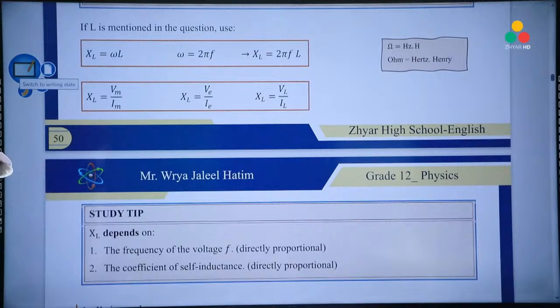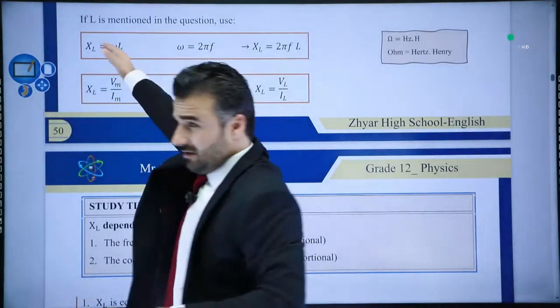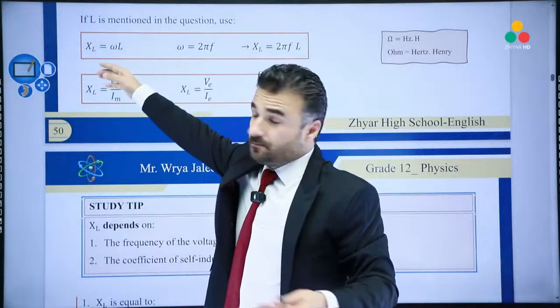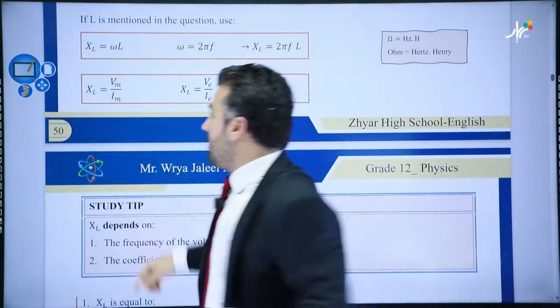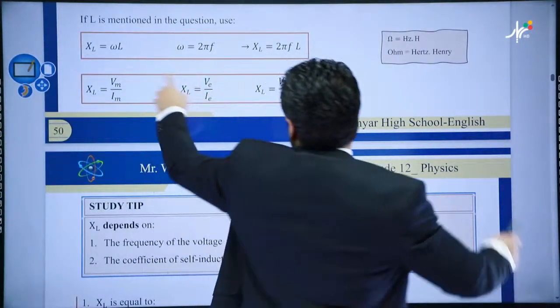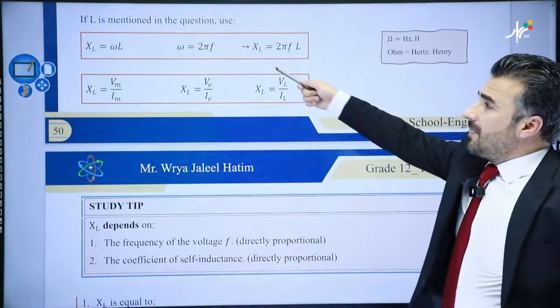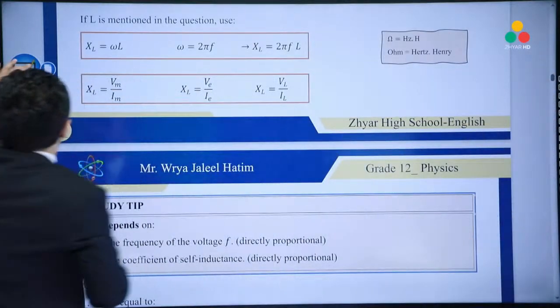Okay, now as you can tell, we have two ways of finding this. It is either by using omega L, or we can use Ohm's law to find this value. And of course, we've mentioned what this is measured in. Let me go back to this one here.